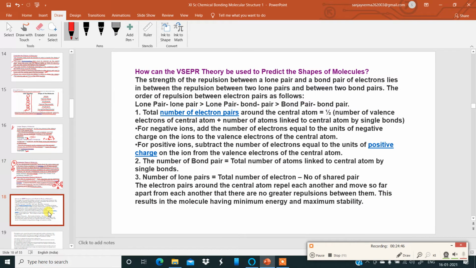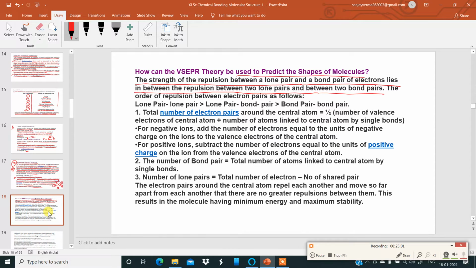Then we can of course use the VSEPR theory to predict the shape of molecules. Now, the strength of the repulsion between a lone pair and a bond pair of electrons lies in between the repulsion between two lone pairs and the repulsion between two bond pairs.